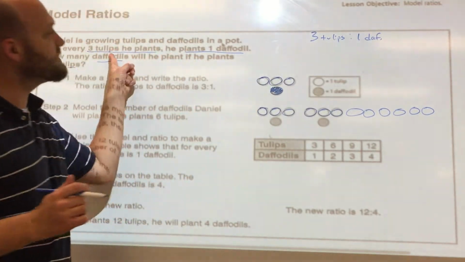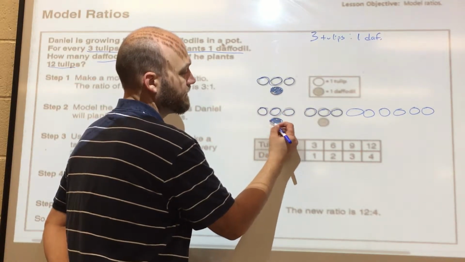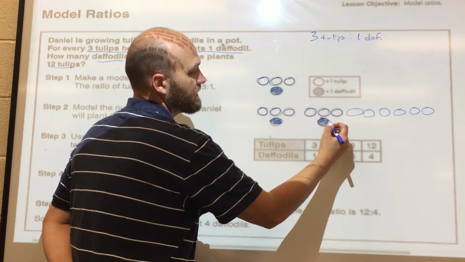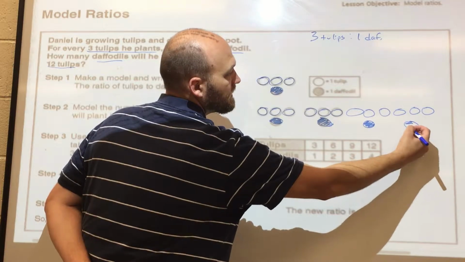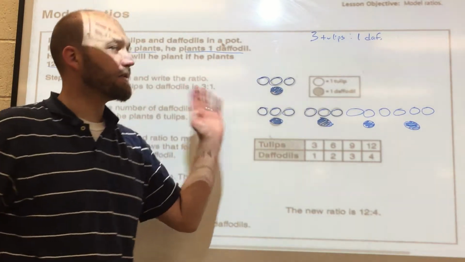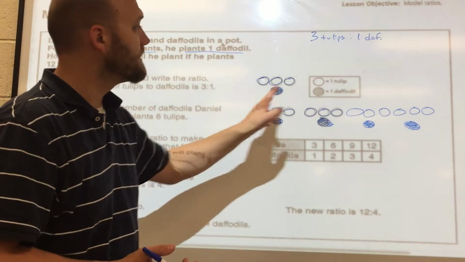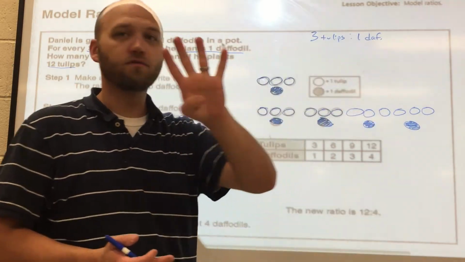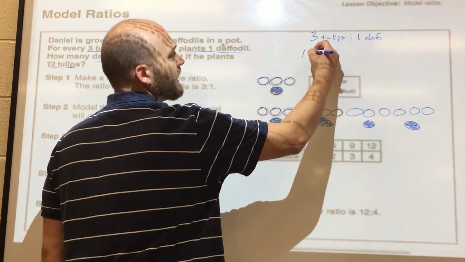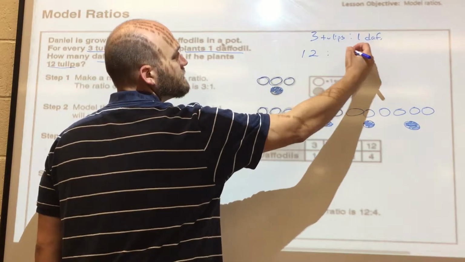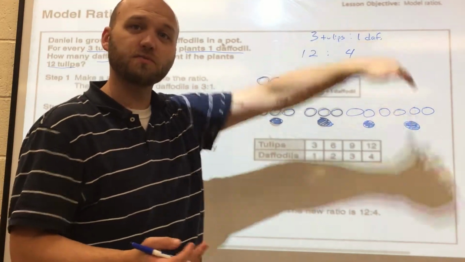So for every 3 tulips, I plant 1 daffodil. So 1, 2, 3, daffodil. 1, 2, 3, daffodil. 1, 2, 3, daffodil. 1, 2, 3, daffodil. So if for every 3 tulips I plant 1 daffodil, and I plant 12 tulips, how many daffodils have I planted? Well, 12 tulips gives me 1, 2, 3, 4 daffodils. So for a 3 to 1 ratio, I have a 12 to 4 ratio. So now if it's 3 tulips to 1 daffodil, it's 12 tulips to 4 daffodils.